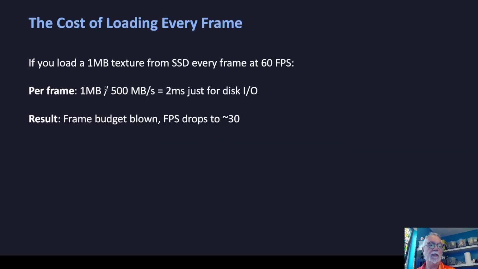What does this mean? If we were to load a 1 megabyte texture from an SSD at 60 frames a second, let's say that the SSD can read at 500 megabytes per second, that means it's going to take us 2 milliseconds to do that. So this is going to blow our frame budget, right? We only have so many milliseconds to work. So that's not going to be good, and we lose our frame rate.